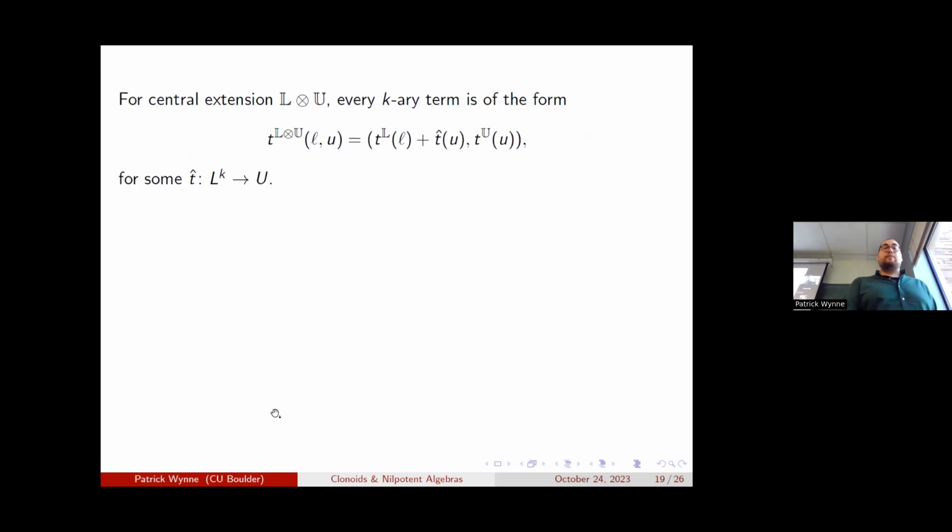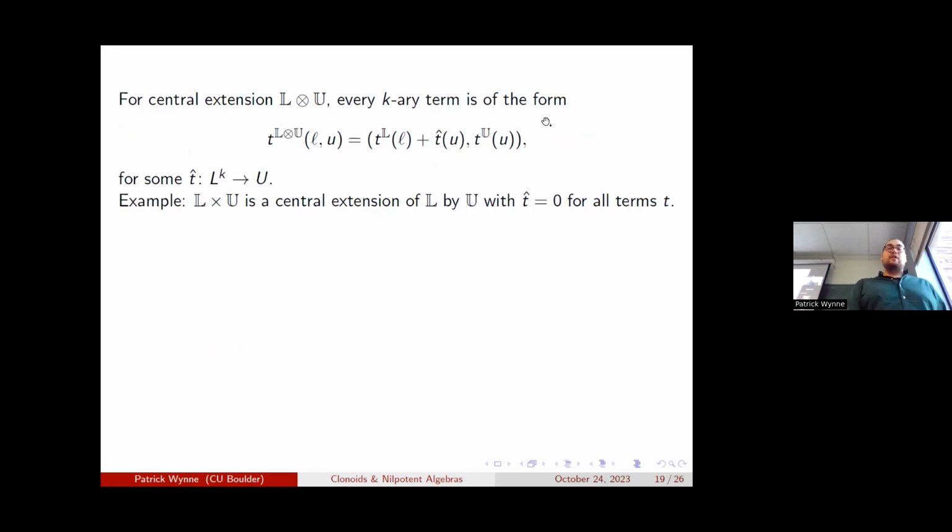And so just like all of the basic operations have this form, all of the terms also have this form. They look like T^L of the L's plus some distortion T hat of U, and then in the second component, T^U of the U's. So a sort of boring example: if we take the direct product L times U, this is a central extension where all of these T hats are just 0. So this is just T^L in the first component, T^U in the second component. So maybe the most boring example.